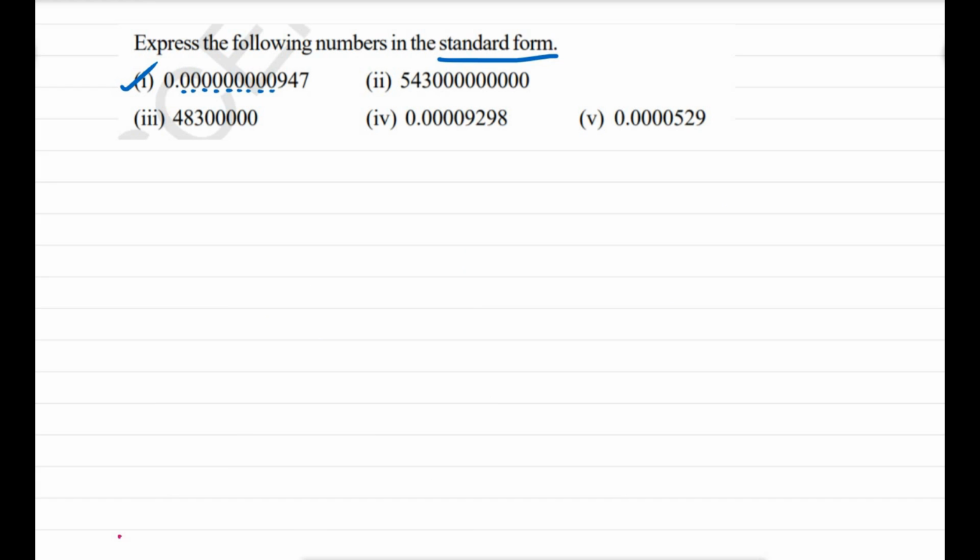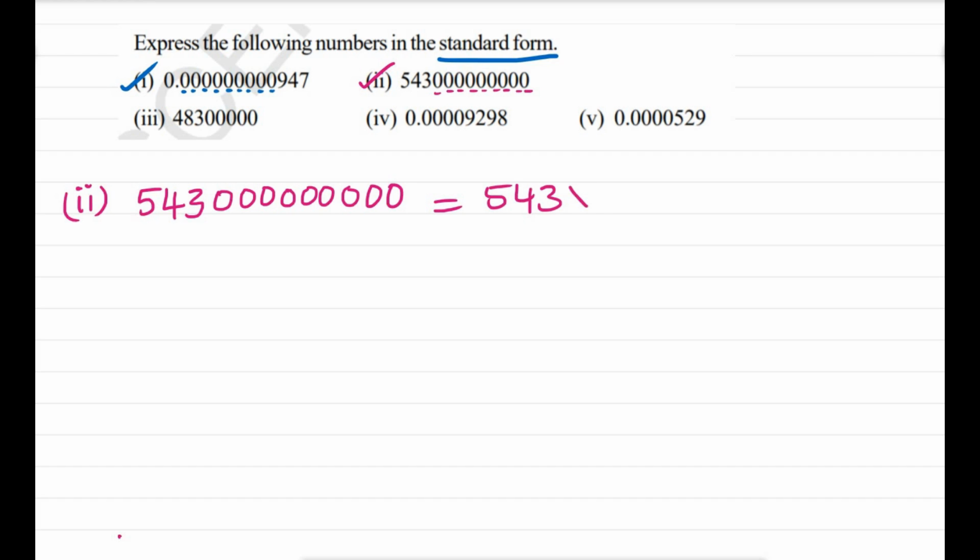Yeah, let me take the second one also. The second one: 5, 4, 3. After that, how many zeros are there? Count 1, 2, 3, 4, 5, 6, 7, 8, 9. So there are 9 zeros. So write this as 543 into 10 to the power of 9. Since there are 9 zeros, 9 tens are possible, 10 into 10 into 10, like that.